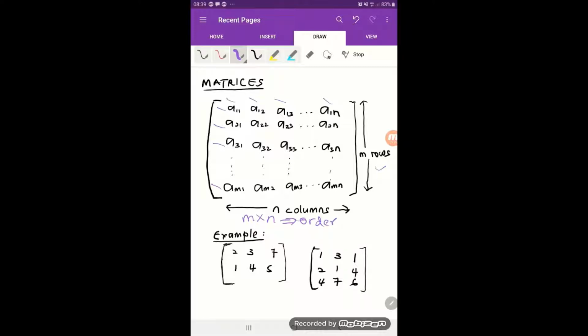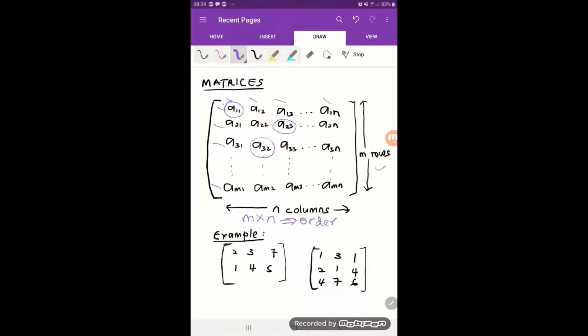For example, A11 is the element at the 1st row, 1st column. A23 is the element at the 2nd row and 3rd column. And A32 is the element at the 3rd row, 2nd column.